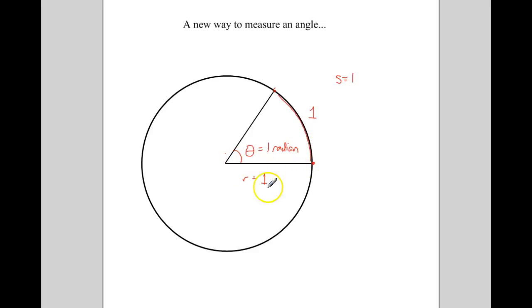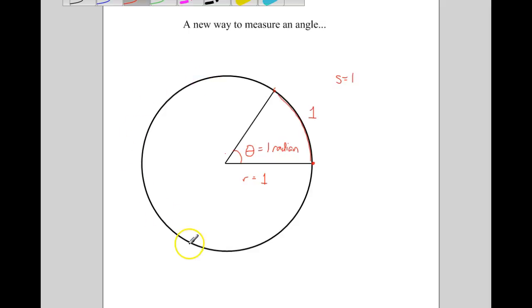Now, I'm using 1, but it doesn't matter what the radius and the arc length are. In general, the radian takes place when S equals R, when the arc length equals the radius, no matter what the radius is. I'm using 1 particularly because using 1 allows us to determine how many radians there are in a full circle. So that arc length is 1.